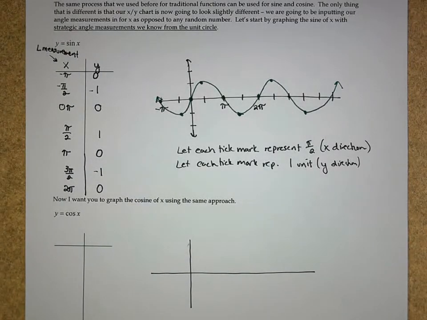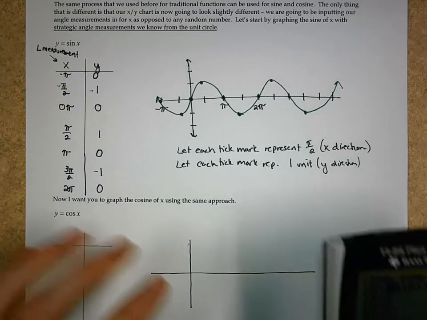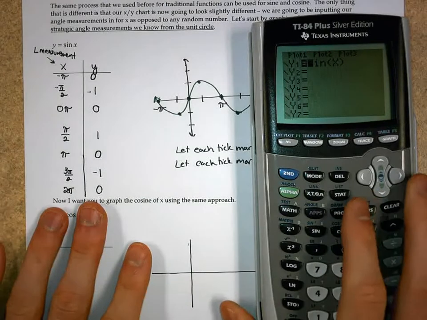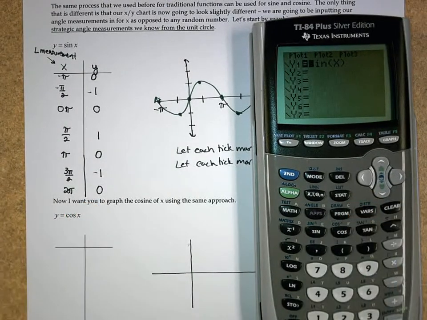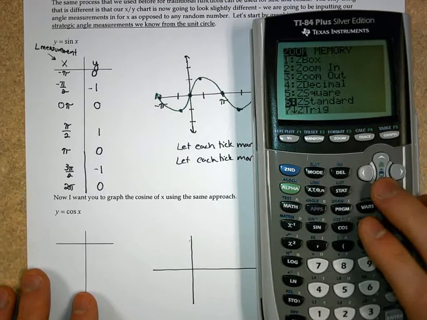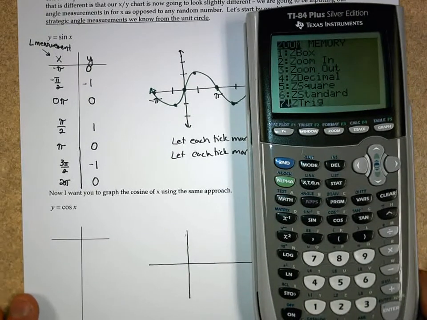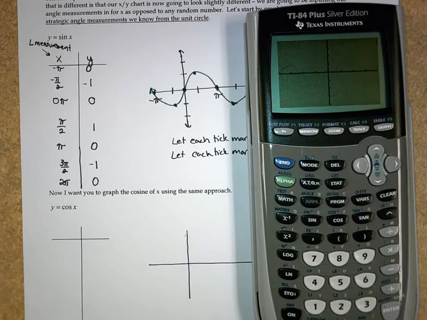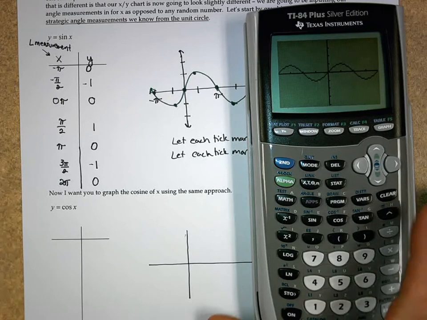If I wanted to confirm that on the graphing calculator, I could by typing in y equals sine of x into my graphing calculator, and then clicking on the zoom button, I would choose option number 7, which is zoom trig, which then sets my window up for trigonometric functions, and I can see the general sine curve that I get.